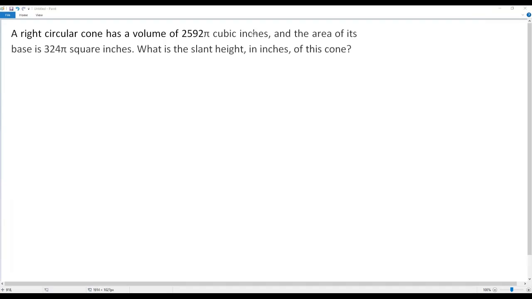Here we have a SAT math problem. Okay, let's go to the question. A right circular cone has a volume of 2592 pi cubic inches and the area of its base is 324 pi square inches. What is the slant height in inches of this cone?